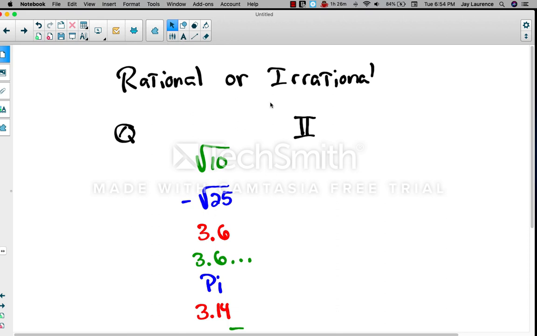Here are my solutions. Square root of 10. I don't know the square root of 10. It's a decimal that goes forever without repeating. There is no actual square root of 10. Irrational. The negative of the square root of 25. Well, the square root of 25 is 5. It's a perfect square. The negative of that would be -5. That's a rational number. -5 terminates. It doesn't go on forever without repeating.